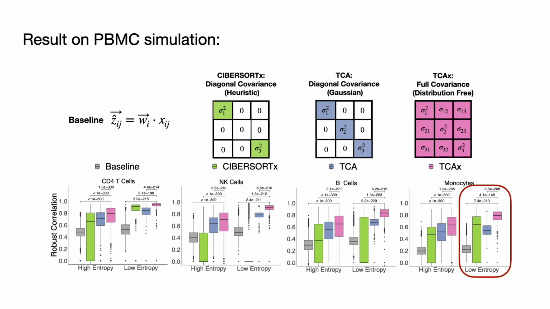So intuitively, you can think of it as it's borrowing information from the other cell types to help its prediction with the less abundant ones.